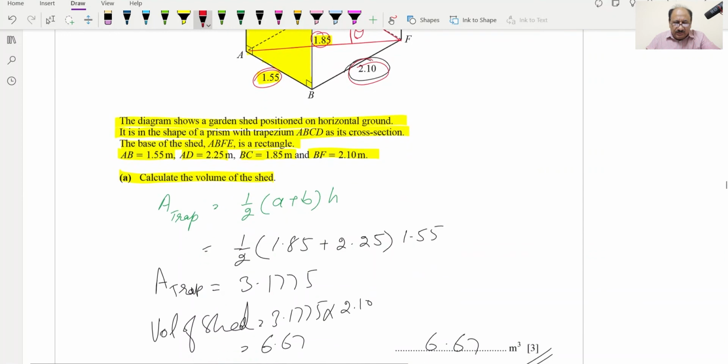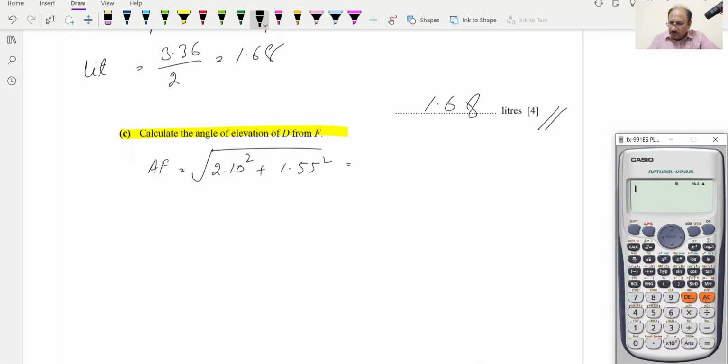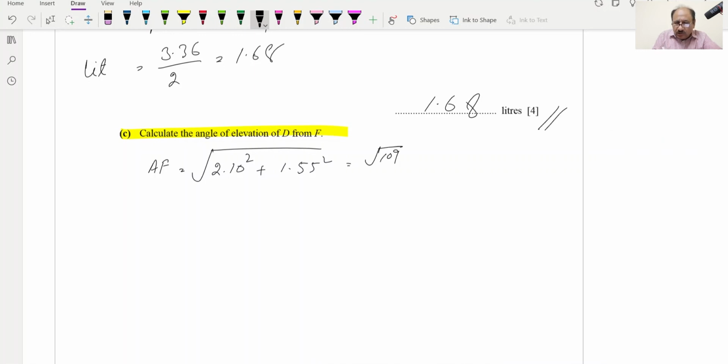So we can write AF will be equal to one side which is 2.10 squared plus the other side which is 1.55 squared, and this one will be under root, and this is equal to what? This will be equal to 2.10 squared plus 1.55 squared, and this is equal to root of 109 over 4. So under root of 109 over 4, this will be our AF value.